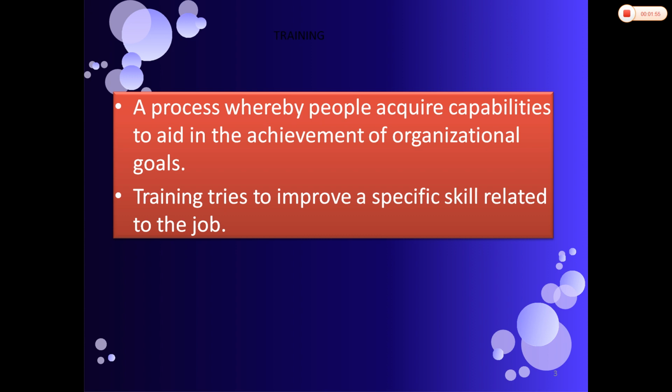Every organization has a certain set of goals and objectives. To achieve those goals and objectives, we need some knowledge and skills. And these skills and knowledge will be acquired, and these capabilities will be learned, through training. Training tries to improve a specific skill related to the job. For example, a person who has to operate a machine or perform an operation in the assembly line should know how to perform that particular task. For that reason also we should have training.